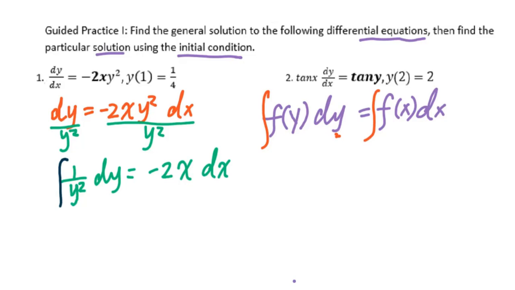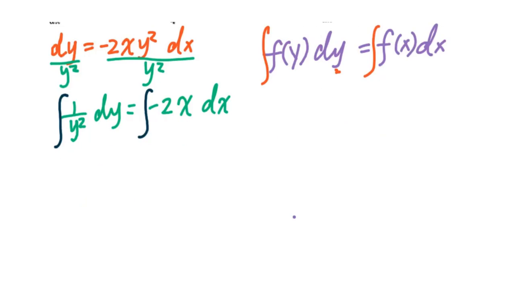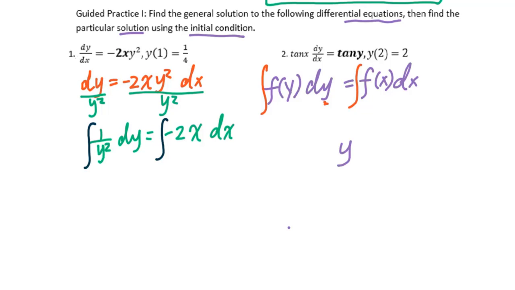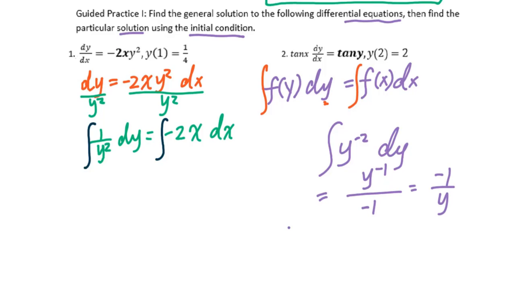Then we will take the integral of both sides. For 1 over y squared, we know that is y to the negative second power. The integral of that: negative 2 add 1 will be negative 1, so y to the negative first power, which basically means negative 1 over y, equals. Over here, you will get negative 2 times x squared over 2, then plus c.